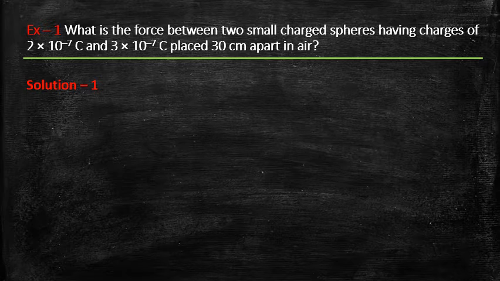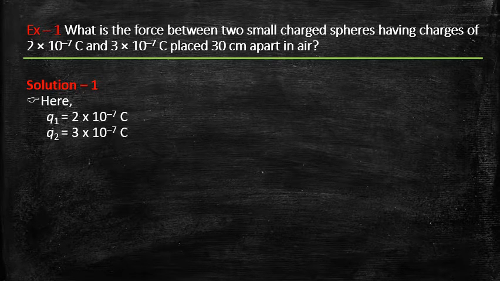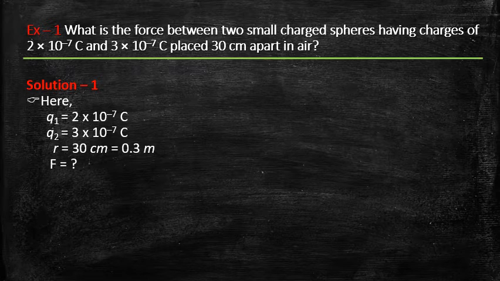Always start with data collection. So here we have Q1 given 2 into 10 raised to minus 7 coulomb, Q2 is 3 into 10 raised to minus 7 coulomb, and distance between the two is 30 centimeters. So in MKS, if you convert, it is 0.3 meter. And what we are asked to find out? Electrostatic force.